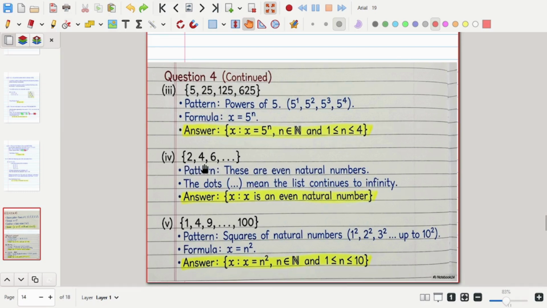4. 2, 4, 6. Try to find out the pattern. These are even natural numbers and these 3 dots mean the list continues to infinity. So the answer is the set of all x such that x is an even natural number.